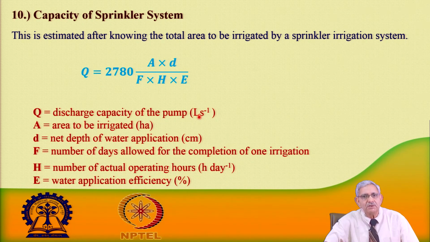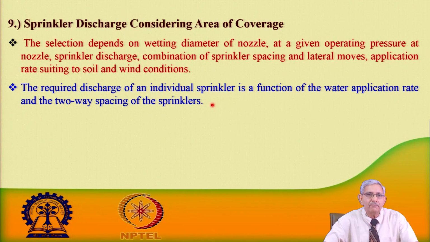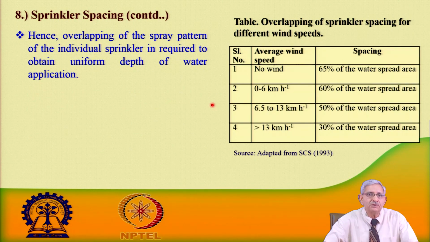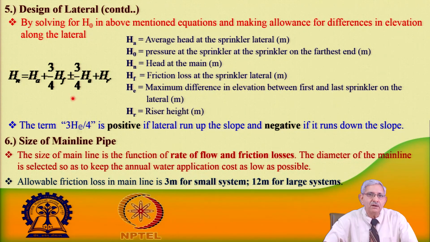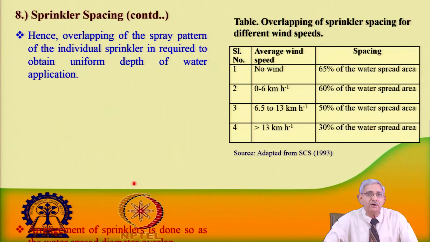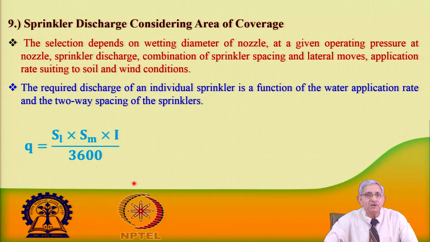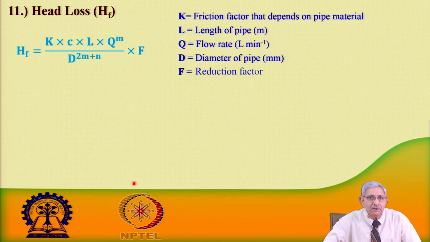Now, this system capacity can be matched with the total discharge a main line has to handle. I have given you, in this particular slide where I talked about the head loss due to friction, the equations. This head loss due to friction can be estimated by any one of those three equations, which have been explained in the design of drip irrigation system.